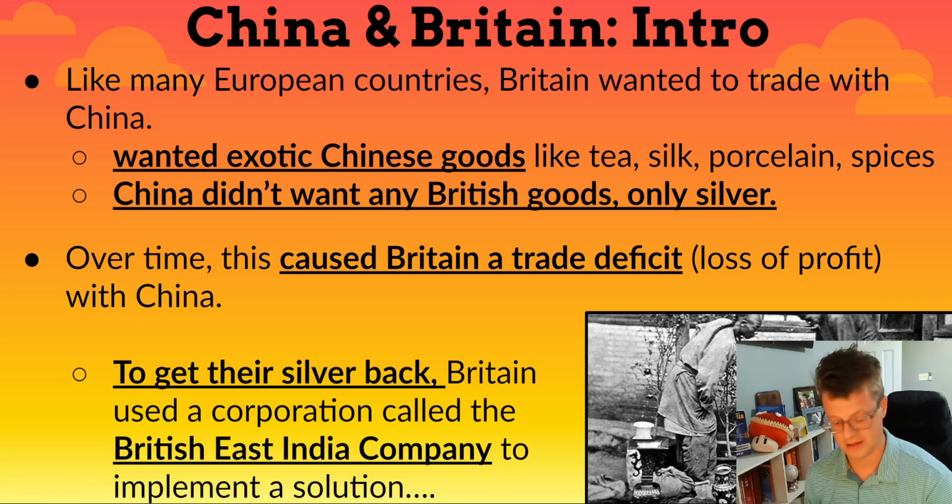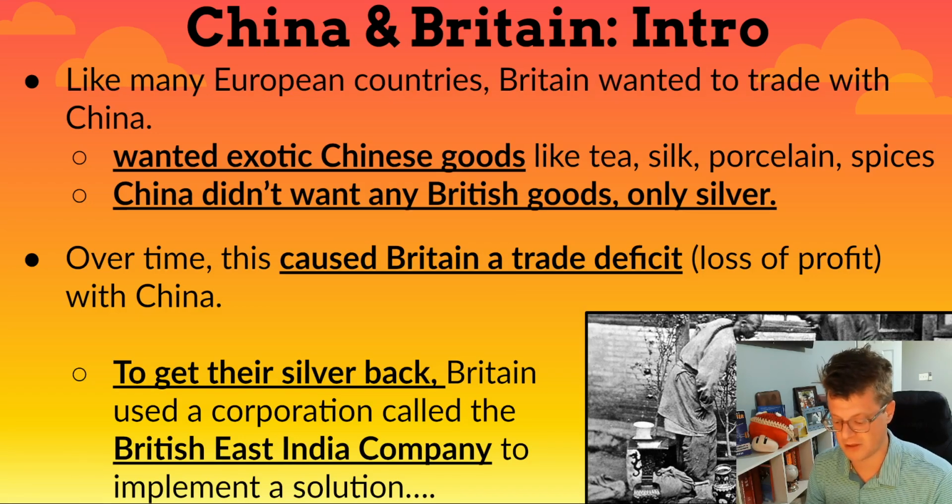So, just like they did in India, the British really desperately want to trade with China. There are things, as I mentioned, I got a few listed here: exotic Chinese goods like tea, silk and porcelain especially, but also spices.